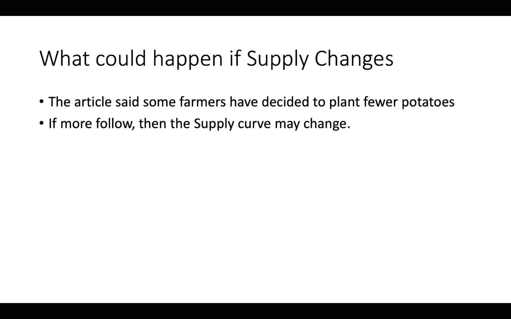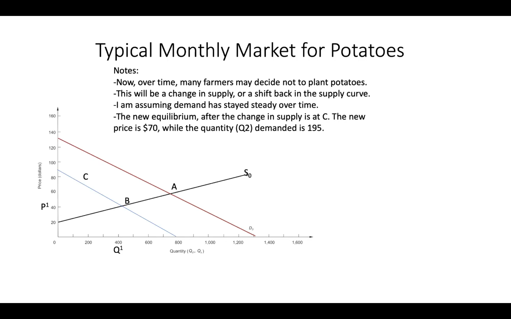Now, it is possible that the supply curve could change. So if you look at that article, there were a couple of examples of farmers having to decide if they were going to continue to plant potatoes for this next season, or even dig up some potatoes that they already had. Now, why would they do that? Well, if the demand is so low, they may say, well, I'm going to respond to that lower demand and just not plant potatoes, plant something else like corn to feed livestock. All right, so if that happens and a lot of farmers start doing that, then yes, the supply curve can actually shift back.